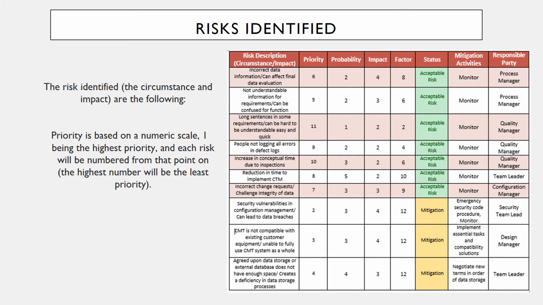And for the status, we're going to put green as acceptable, yellow as mitigation, emergency security code procedures monitor. Everyone obviously is going to be assigned to each of the parties that we already assigned for responsible parties. So this is going to be our evaluation of risk parameters.